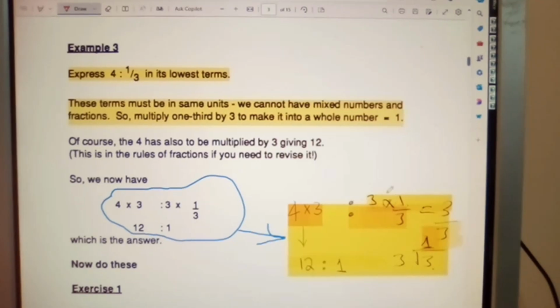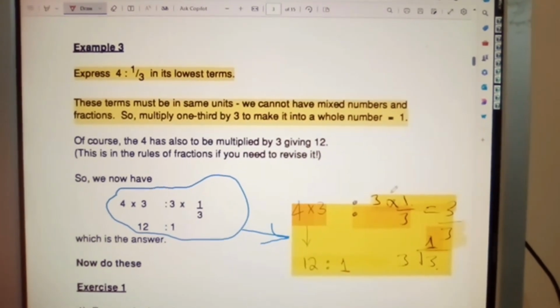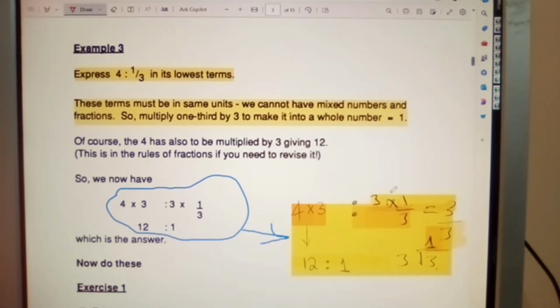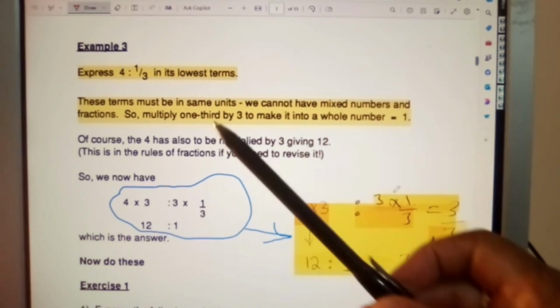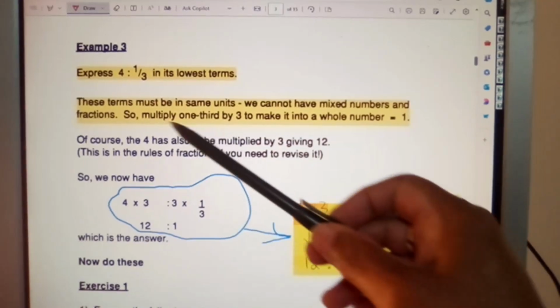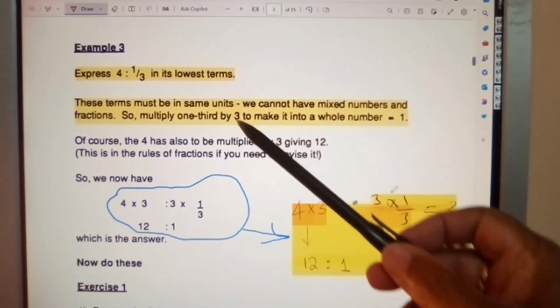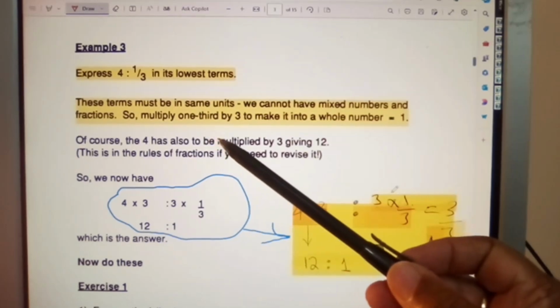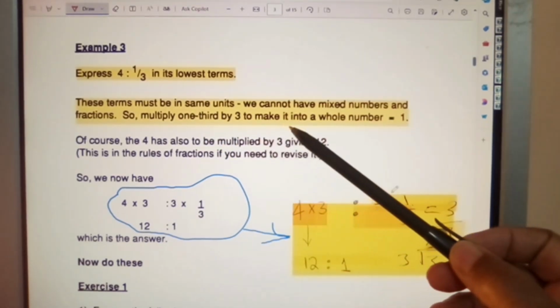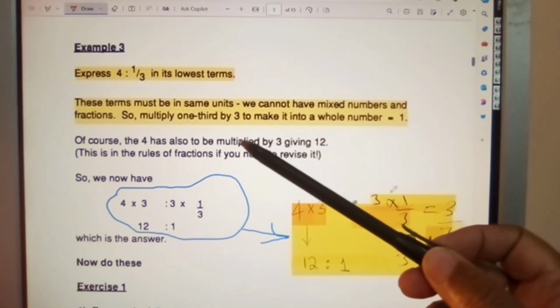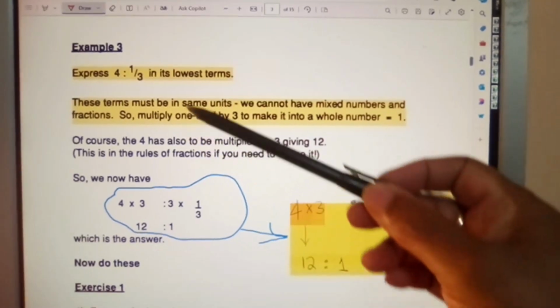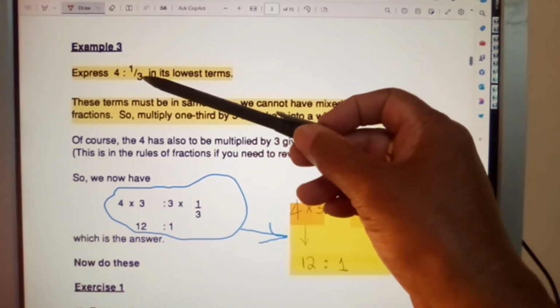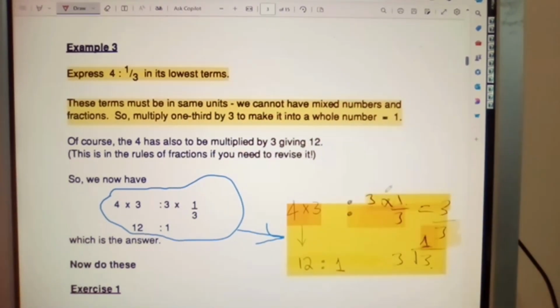Now here we're looking at express 4 to the ratio of a third in its lowest terms. What I've done here is these terms must be in the same units. We cannot have mixed numbers and fractions. So multiply 1/3 by 3 to make it into a whole number. So we've multiplied both sides by the denominator of 3. 3 represents your denominator, okay?